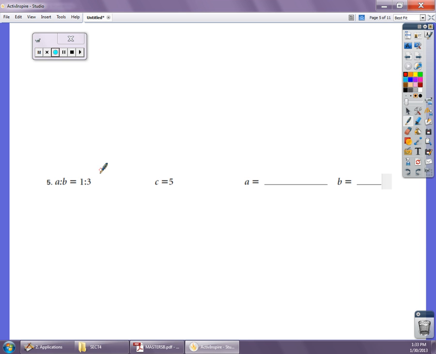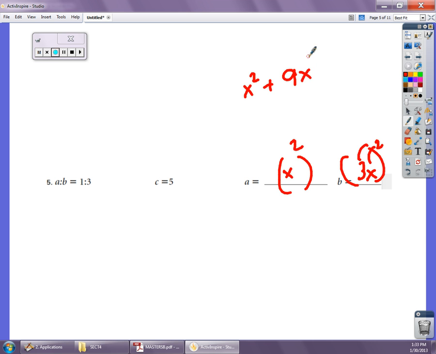Number 5, we know that a to b is in a 1-to-3 ratio, so I could call it x and 3x. So I know that if I square this and square this, you get x squared plus, when you square 3x, you remember you have to square both the 3 and the x. You end up with 9x squared. Together, that combines to be 10x squared, which equals this squared, which is 25. Now, if you divide by 10, you get 2.5.